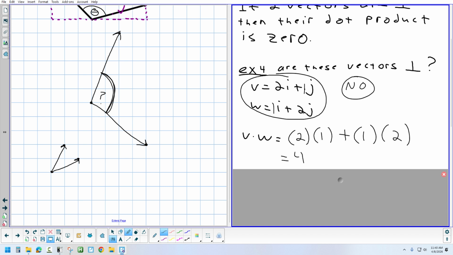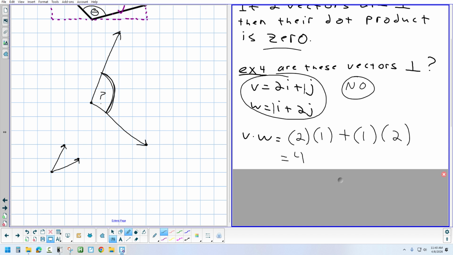What's 0 times 2? 0. What's 2 times 1? 2. What's 2 plus 0? So that wouldn't be perpendicular, because we didn't get a dot product of 0.